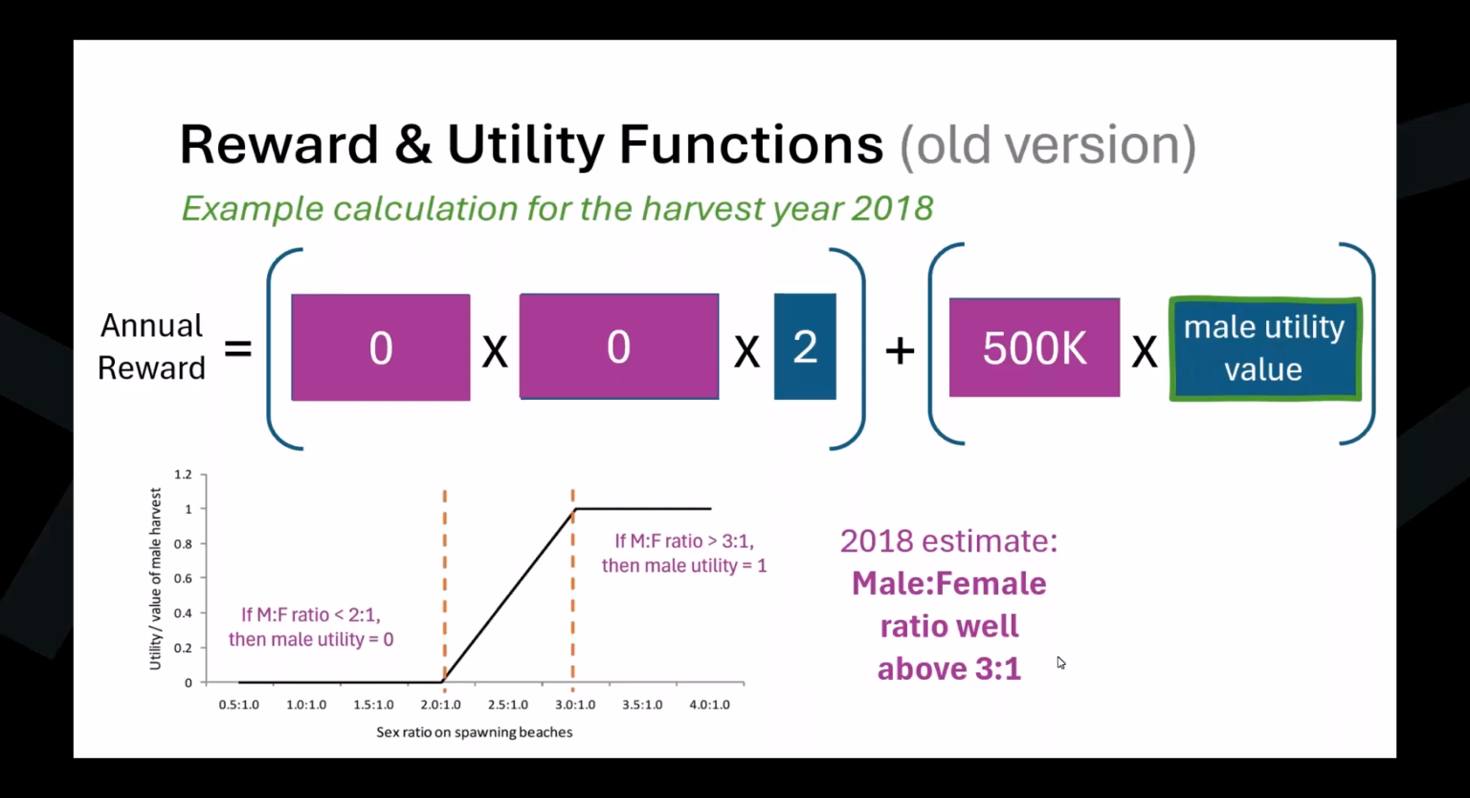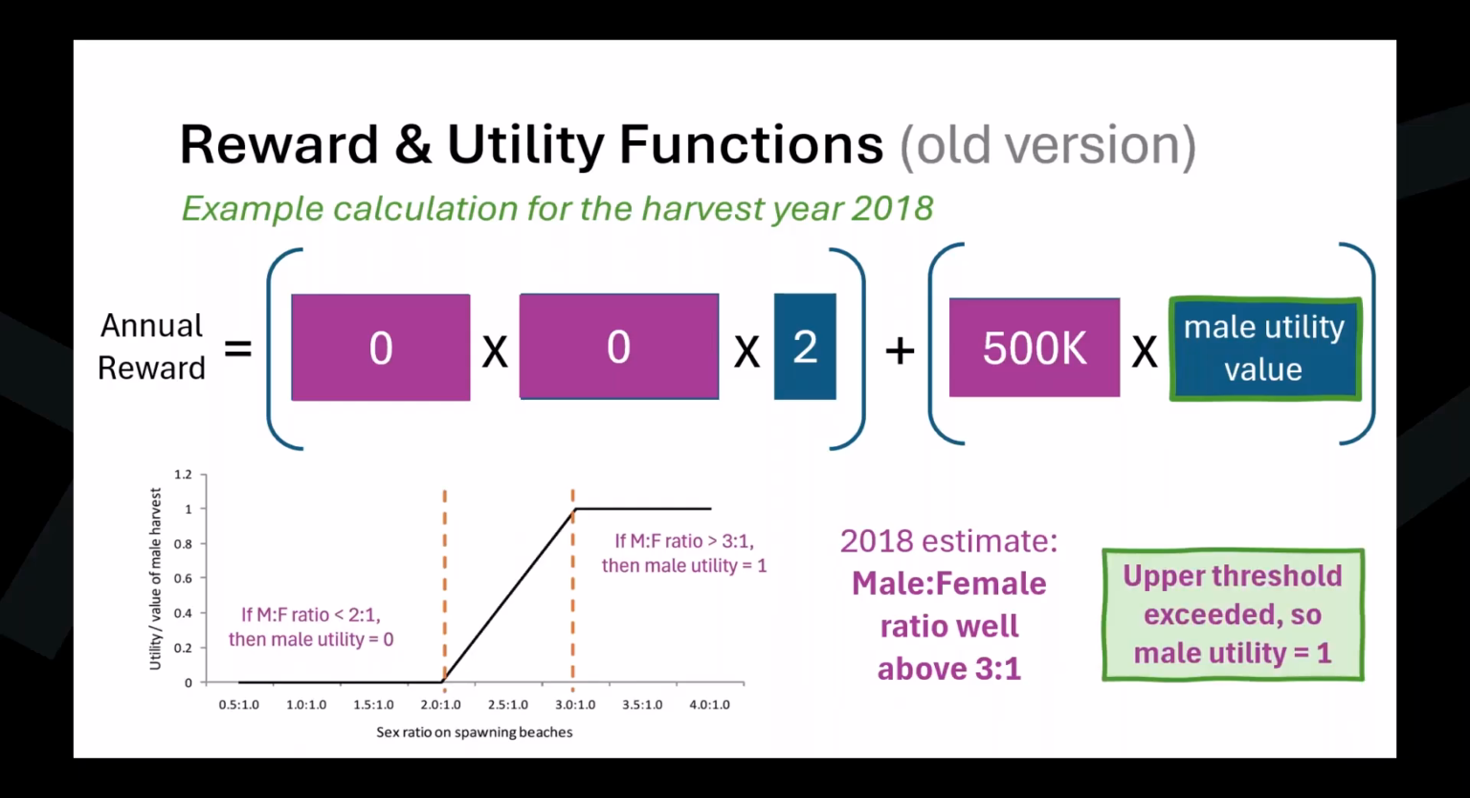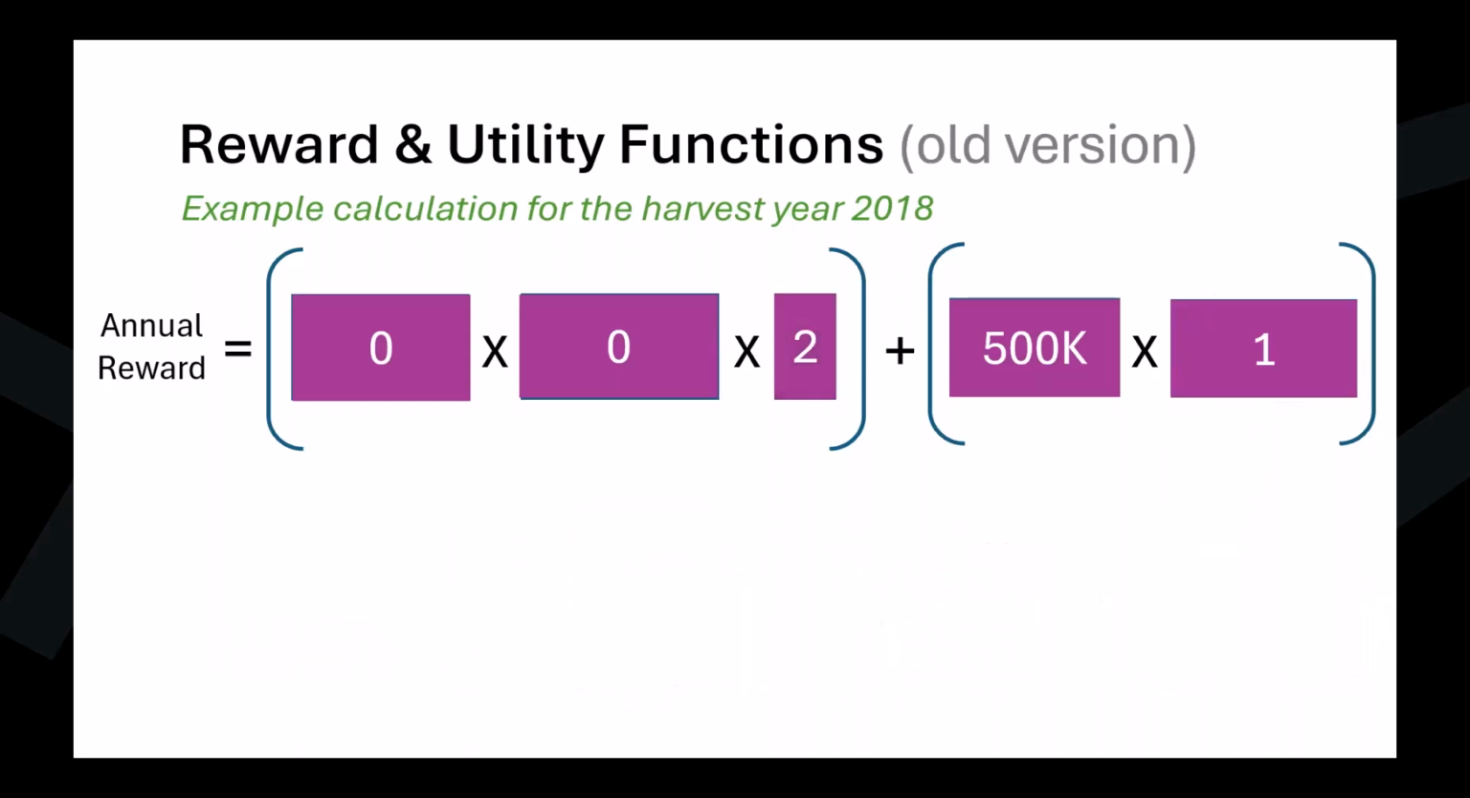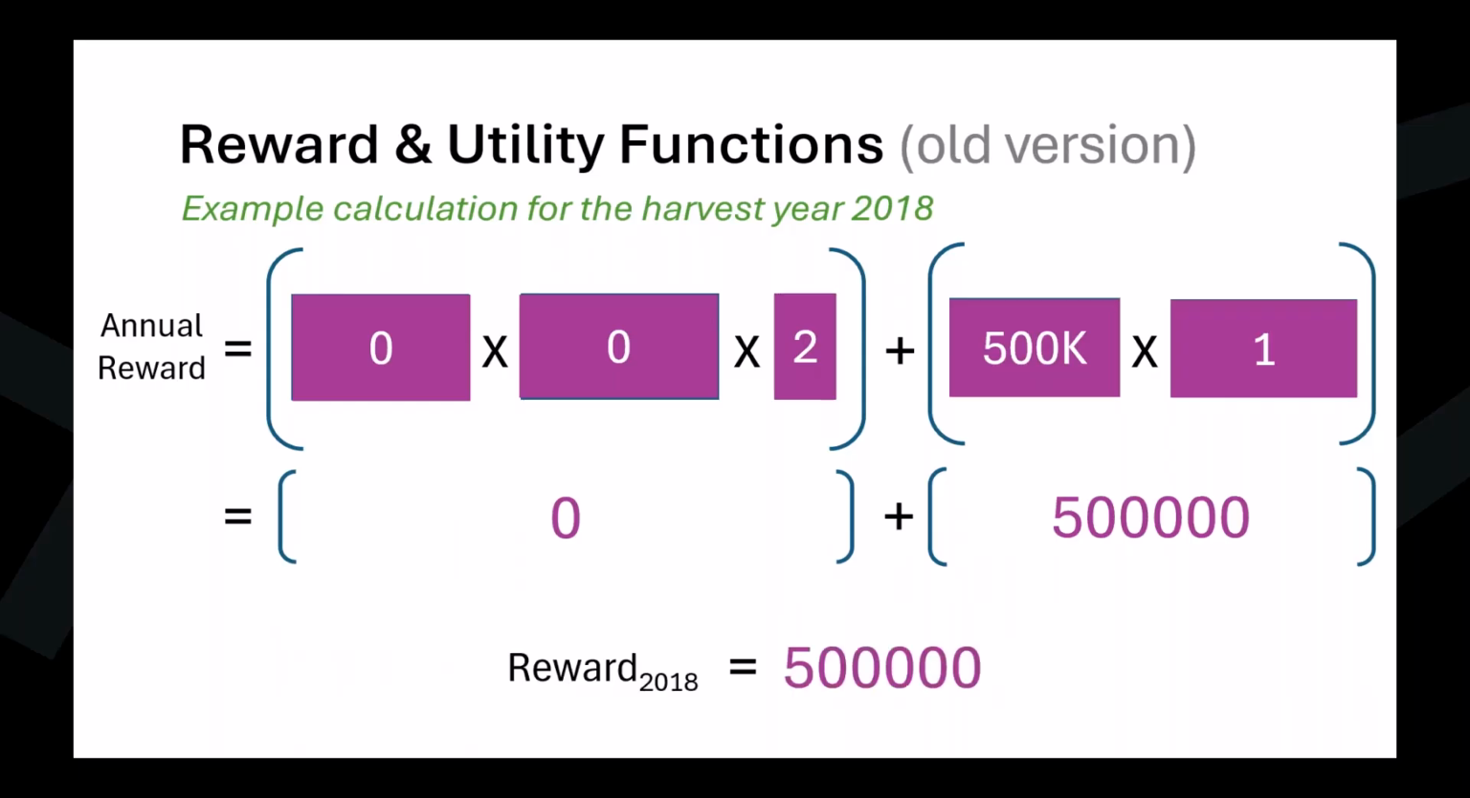So male utility in 2018 would have been a 1. And then it's just a matter of carrying through this equation to see what utility would have been. 0 times 0 times 2 is still 0. And then 500,000 times 1 is 500,000. So our reward in 2018 with harvest package 5 would have been 500,000.